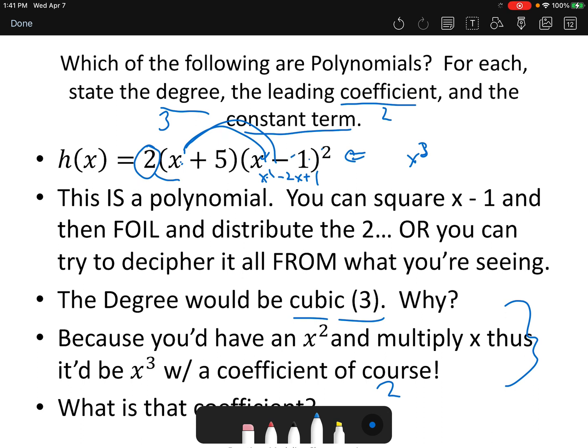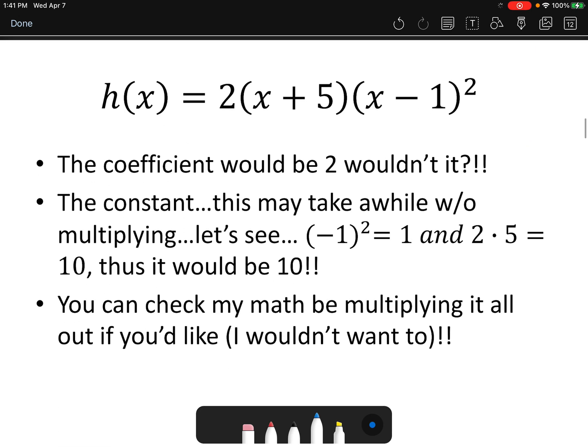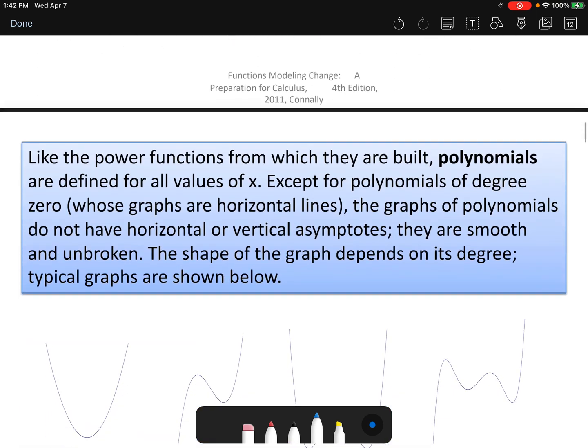Well, we're going to square negative 1, which is 1. We're going to FOIL, or we're going to multiply this 5, and that's going to be a 5, but then we also have that 2. So I'm betting that that constant term is 10. And you can go through and physically do it, but I wouldn't want to do it. I think it's pretty obvious. Now you could check my math and do it all, but I'm pretty sure that constant is going to be 10. It's a cubic, and the leading coefficient would be a 2.